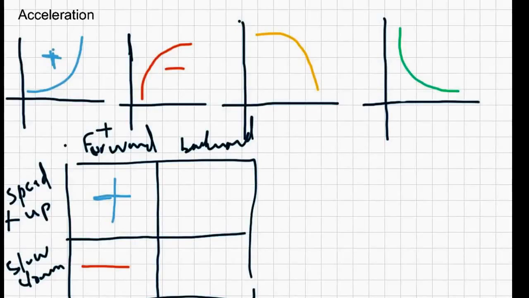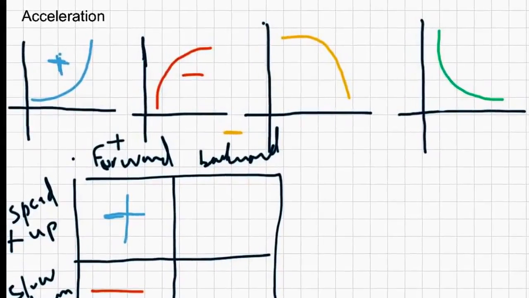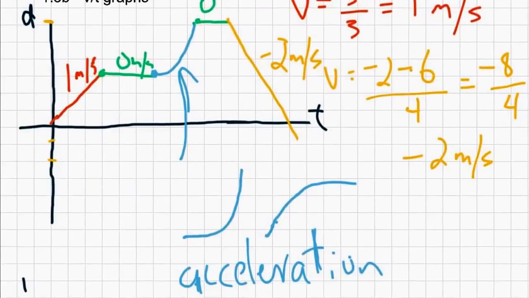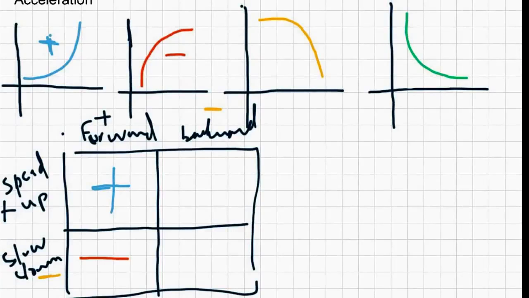So the first one, if you're going backwards and speeding up, that would be the yellow graph, because you can see we're going downwards and we're speeding up, so you can see the curve gets steeper and steeper as it goes downwards. So that would be, if you think of backwards as being negative and speeding up as being positive, so backwards speeding up would be negative times a positive, which is negative.